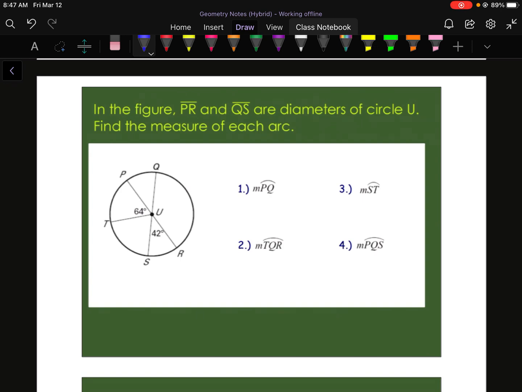All right, in the figure, PR and QS are diameters. Okay, so they shoot from one side of the circle to the other, right through the center. We're calling this circle U. You usually name your circle by the center point. Find the measures of each arc. Oh, man. So we got a good question here. A bunch of little parts to it.